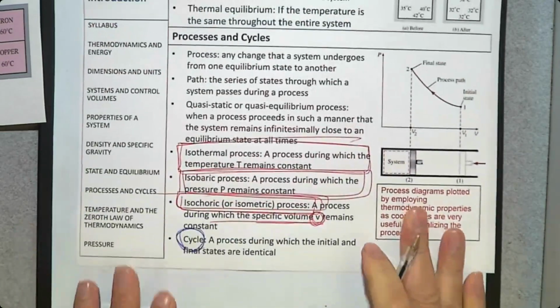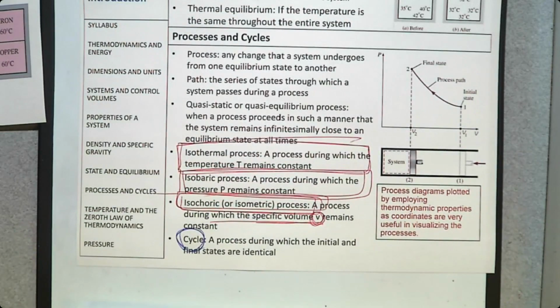one of the three processes, then the solution would be pretty simple. A cycle is a process during which the initial and the final states are identical. So when you have this piston device, let's assume that you have an expansion process here. The piston is expanding. And then now, you have a compression process. So the piston goes to the initial position. Then these two processes, expansion and compression, all together, become a cycle.